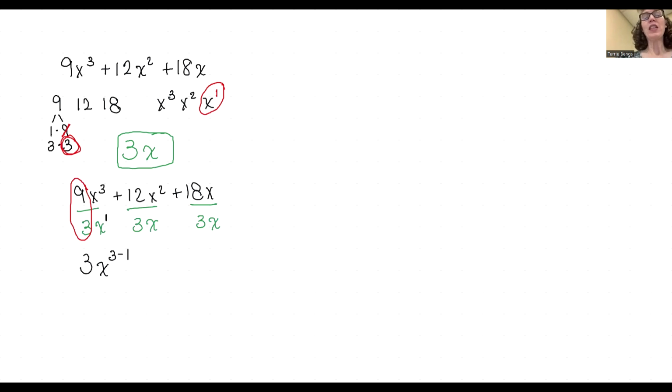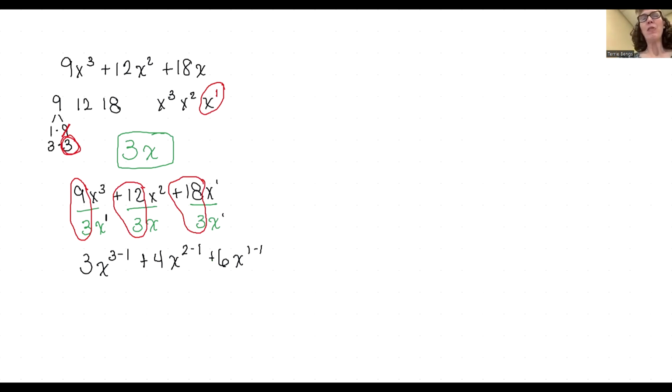Then we look at the second term. This will be plus 12 divided by 3, and we know that is plus 4. We write down our variable and our exponents, the top exponent minus the bottom exponent, so it'd be 2 minus 1. Then we look at our last term. We have plus 18 divided by 3, and we know that is plus 6. We write down our variable, and neither one of them has an exponent, so it's 1 minus 1 because they're both just 1s.